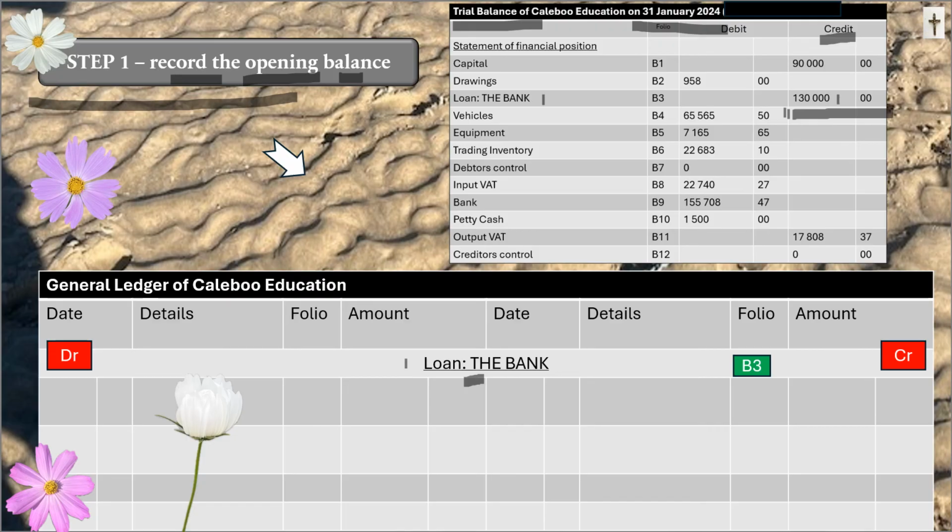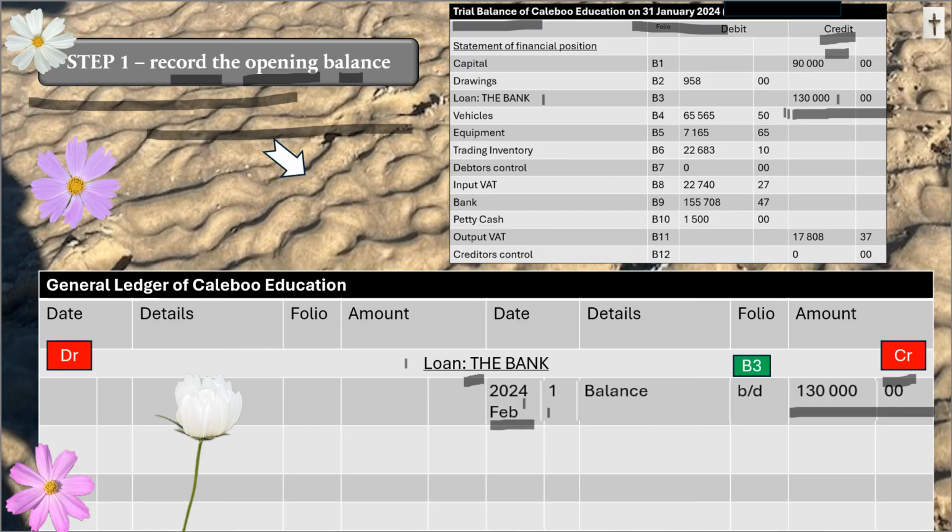So step one, record the opening balance. And it says it's in the credit column. So the opening balance will be on the credit side. We're doing the transactions for February. It's 2024. February the 1st, the balance brought down is 130,000.